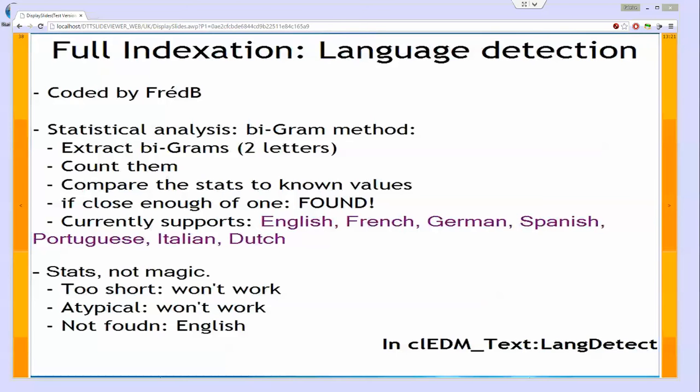The reason for that is that we are able to find online statistic values for these languages, so we didn't have to redo them. This algorithm works the same for any language, so that's a good thing.